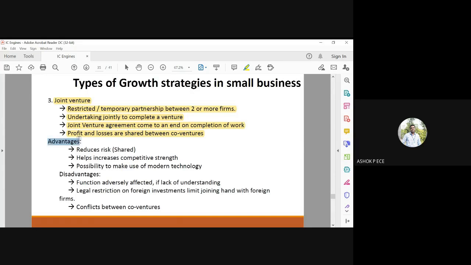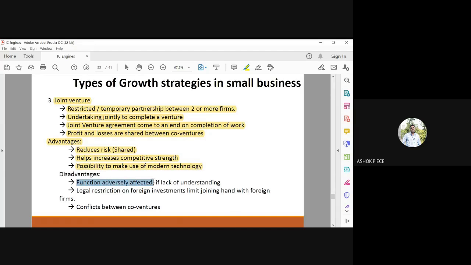So advantages is reduces risk because everything is shared. You are going to share profit as well as loss. So it is going to reduce the risk. It helps increase competitive strength. So when both the companies combine, their strategy is also combined, and it is going to be highly competitive. Possibility to make use of modern technology. So your modern technology can be brought inside for usage in your JV.